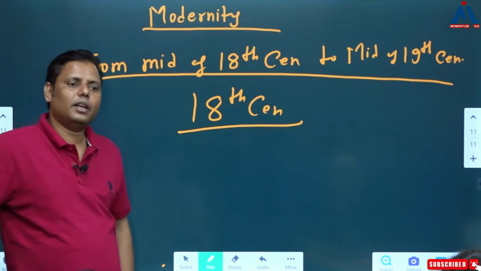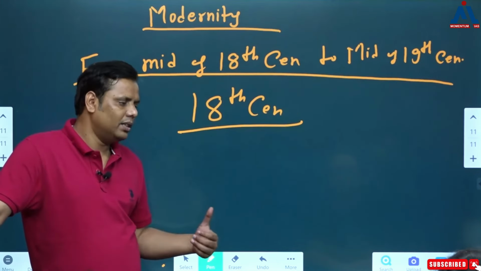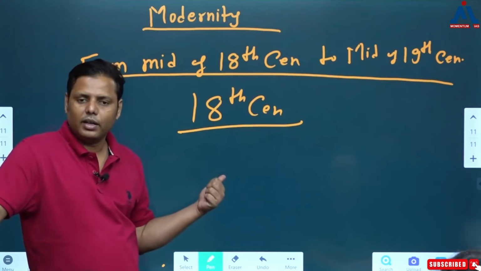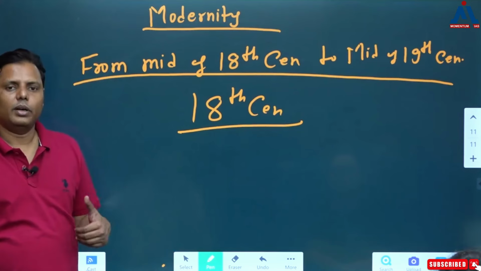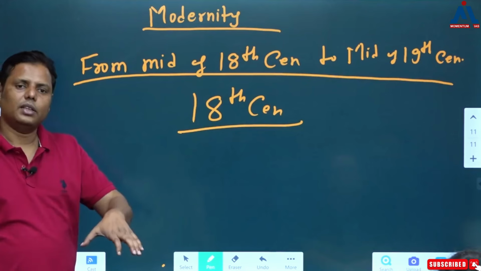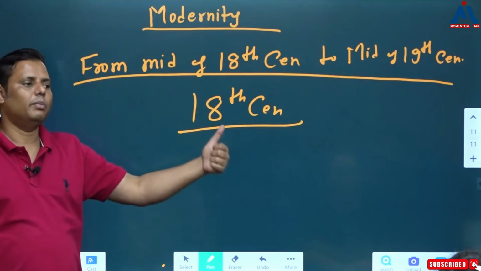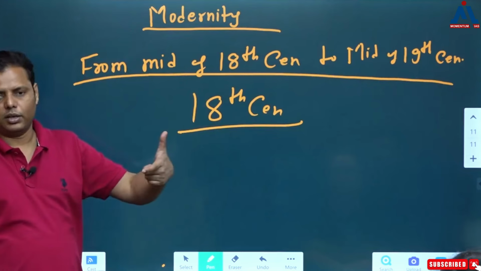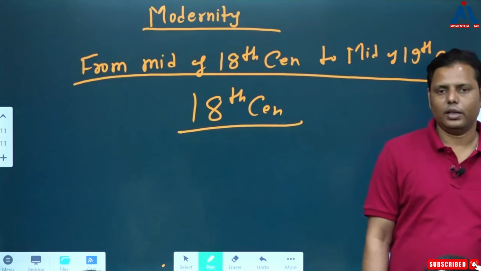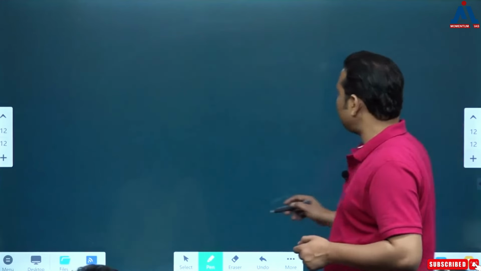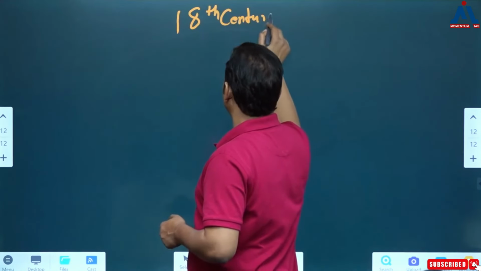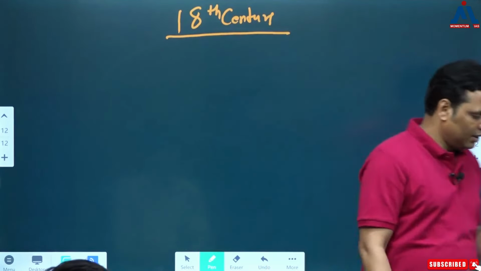But being very precise, I must say that when it comes to 18th century, nowadays more questions are being asked from which part? Medieval. But it is quite possible that from the 18th century they can ask questions in the modern part also. So we are going to start with this 18th century, which we can link with both the medieval and the modern. So the first topic is the 18th century. Let's begin then, right?